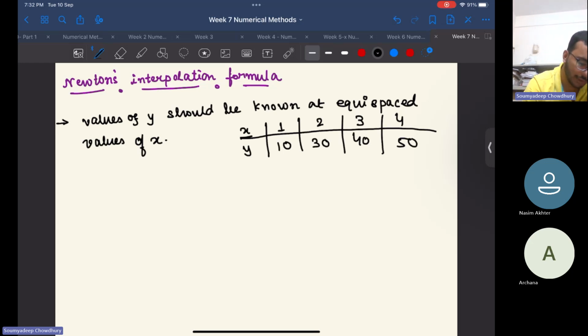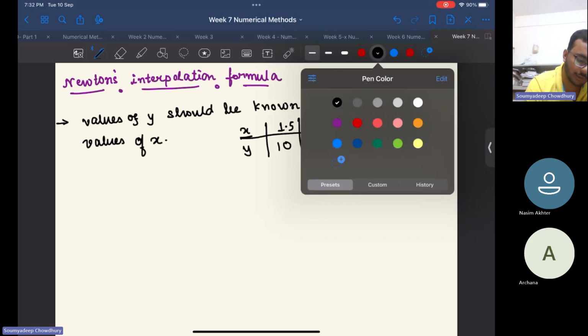However, suppose I have the value of y at x equal to 1.5, then again at 2, then at 3.5, then at 4.5. Here, the difference between the consecutive values of x is not the same. First it is 0.5, then it is 1.5, then it is 1. So here we cannot use Newton's difference interpolation formula.